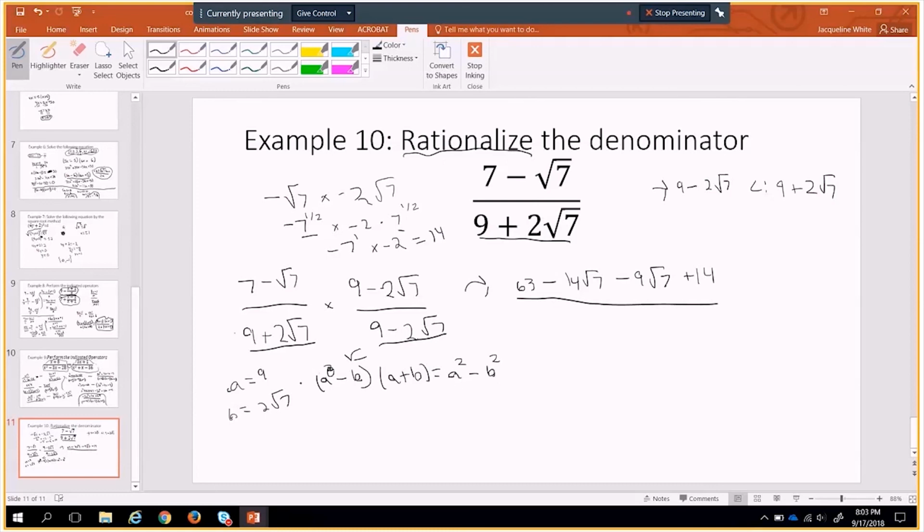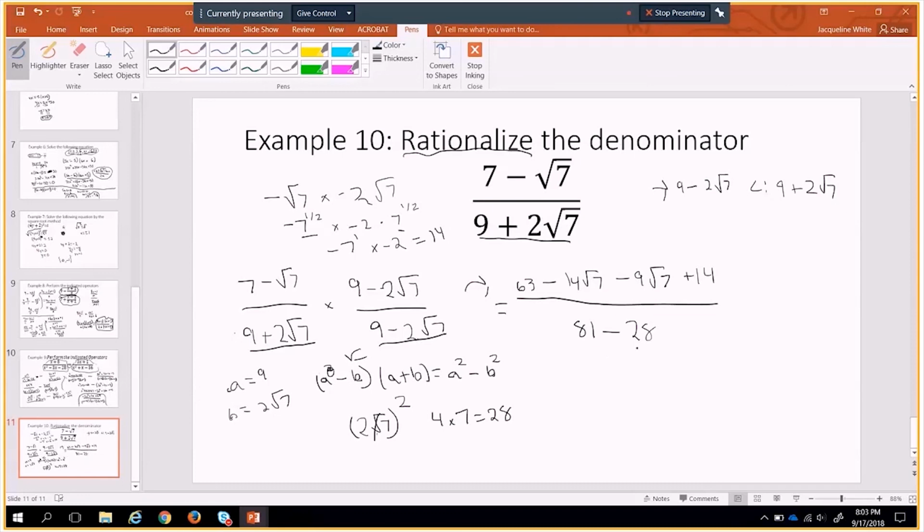So we have A as 9, so we do 9 squared, so that's 81. And we have B as 2 square root of 7, so 2 square root of 7 squared, right? That 2 is going to be squared, so that's 4, and that square root of 7 is going to be squared, so it takes care of that square root sign. It's gone, and it's going to be 4 times 7, which is equal to 28, right? So now we know what our B squared is, so now we just subtract 28, all right? And now we have our numerator and denominator.